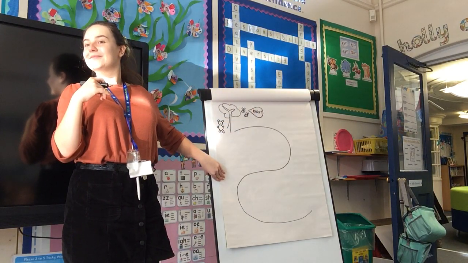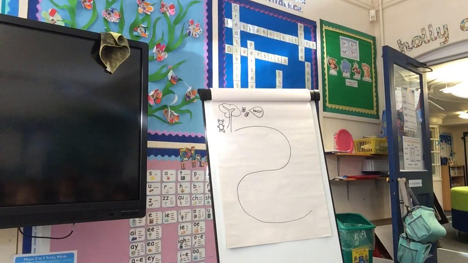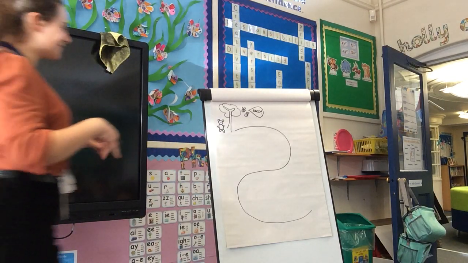Pencils down, please. Christine. Thank you. Is there a pencil there? Hand under the table. There is no pencil. Don't worry, it wasn't you. It must have been someone else.